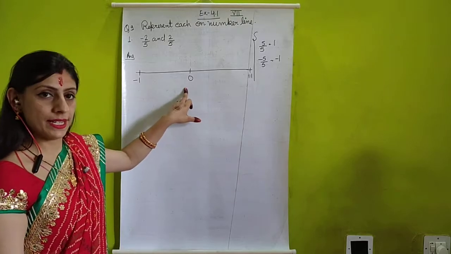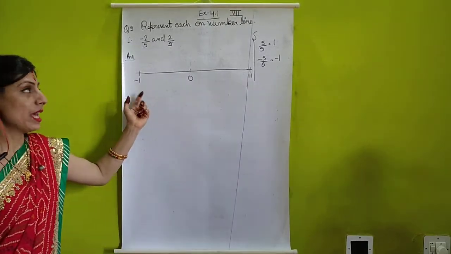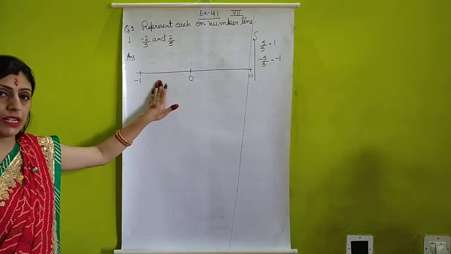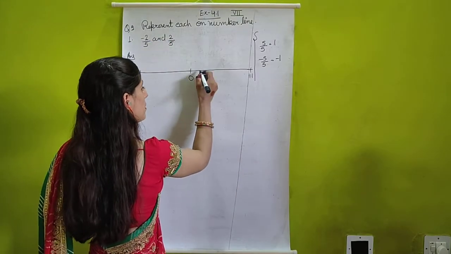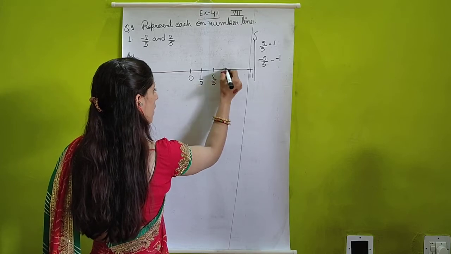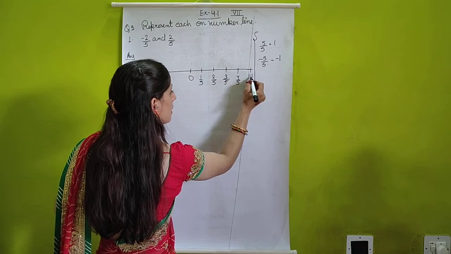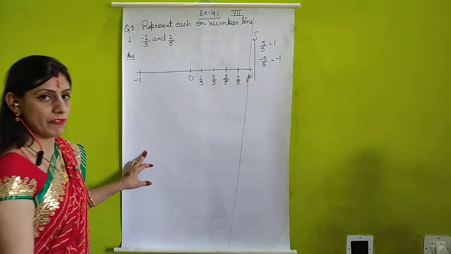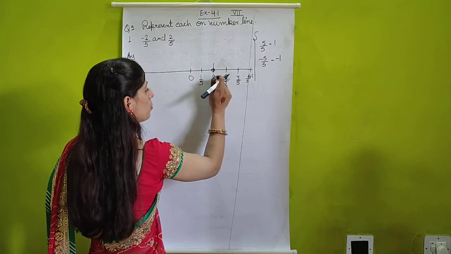Students, now look here, I have drawn 0, 1 and minus 1. Now this 2 upon 5 will come here and this minus 2 upon 5 will come here. How will it come? This is 2 upon 5. After 0, what will come? 1 upon 5, then 2 upon 5, then 3 upon 5, 4 upon 5, and this will be 5 upon 5. It is equal to 1. And here we are to note down 2 upon 5.